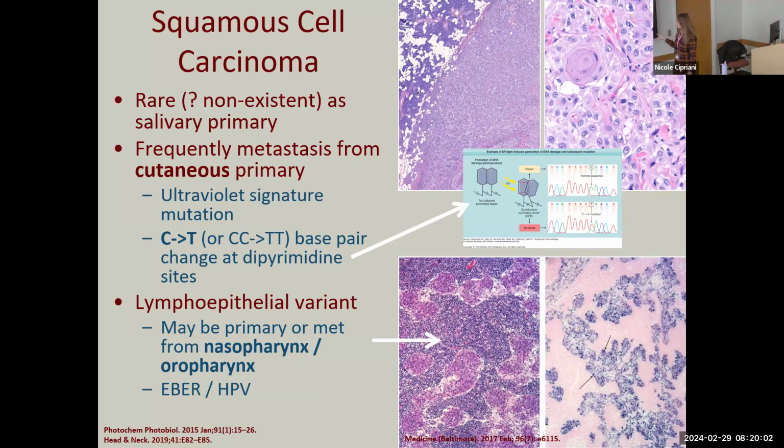On occasion, there are viral-associated tumors that you can find in the parotid gland, sometimes that are metastases from the nasopharynx or oropharynx based on EBV and HPV expression. There used to be reports of primary lymphoepithelial-like carcinomas of the salivary glands that have EBV. Whether those are primary or mets, I'm not entirely sure.